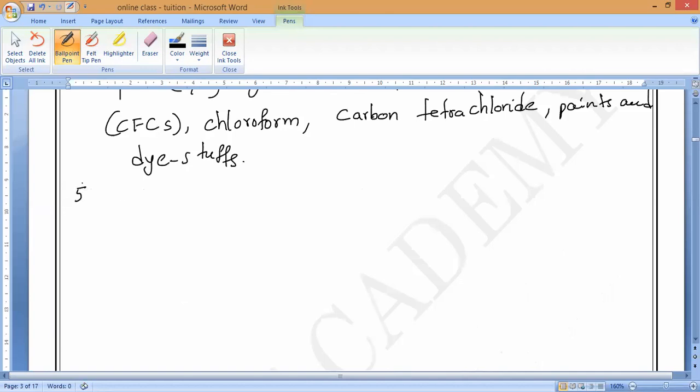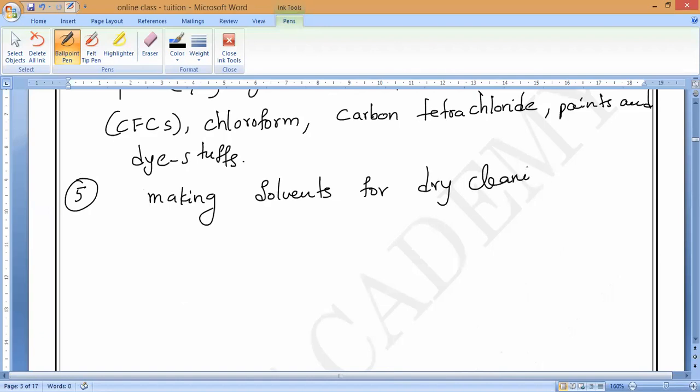So these many uses we have. Next one, used for making solvents for dry cleaning. Do you know, guys, what dry cleaning is? It is one type of washing, correct or not, for removing very difficult stains, like coffee stains or any kind of medicine that falls on our clothes. We will go for dry cleaning. Here it can remove even very difficult stains.